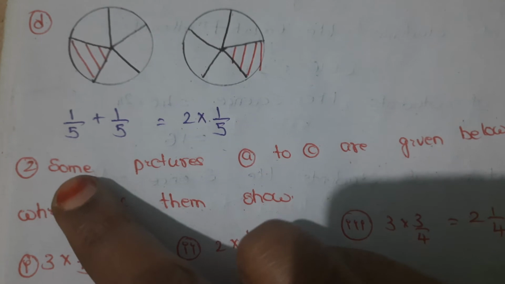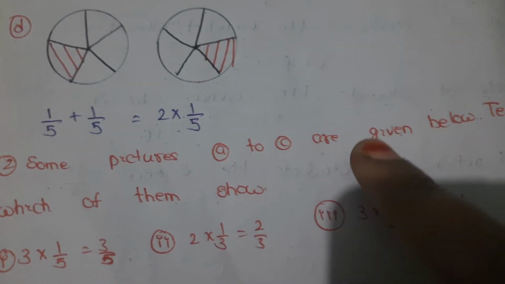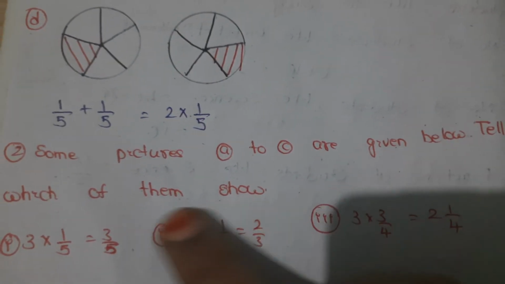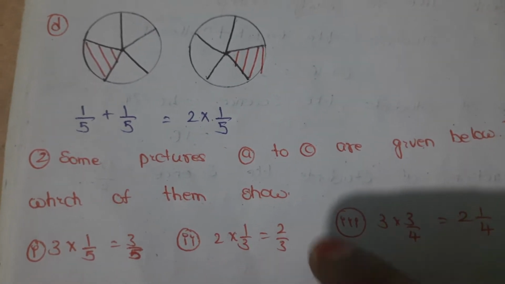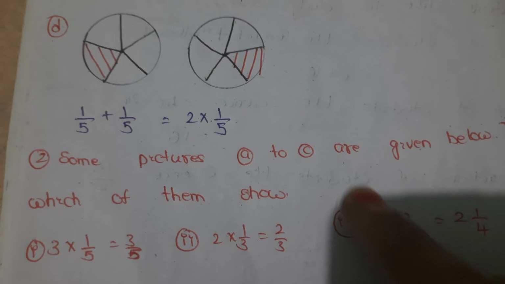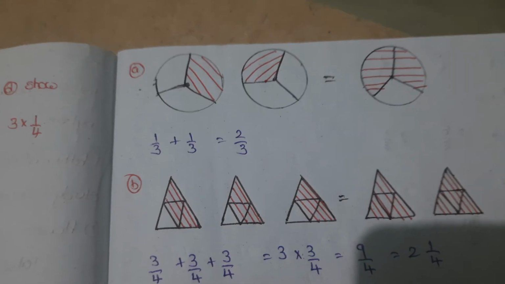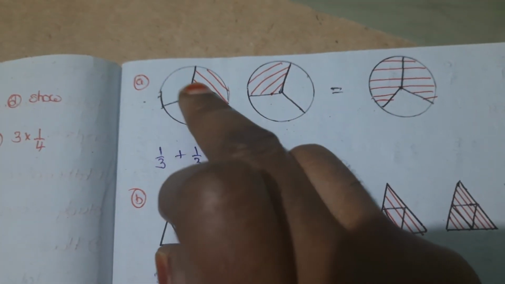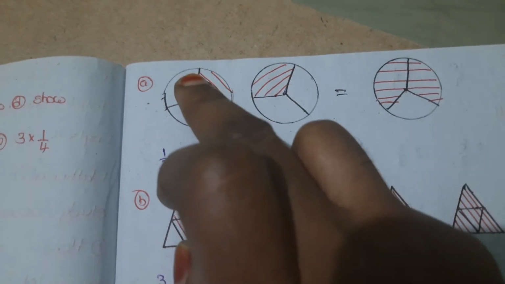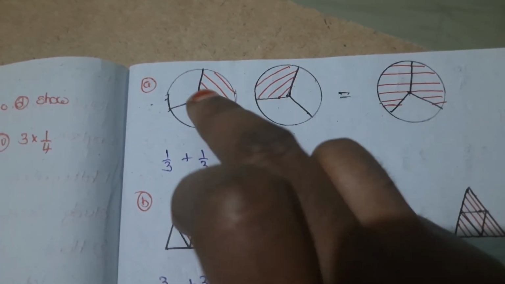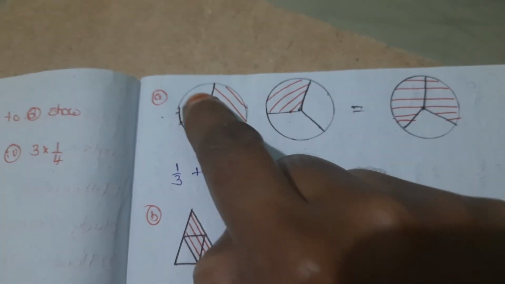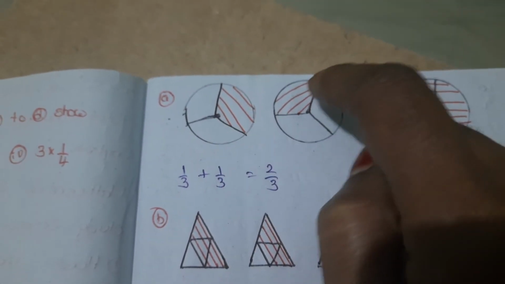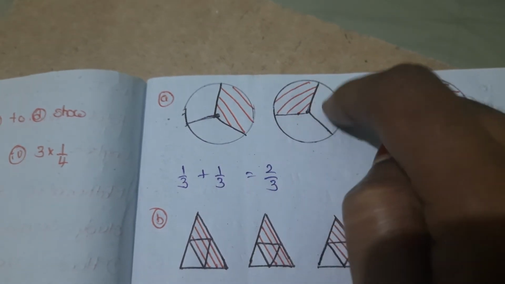Next, second question. Some pictures from A to C are given below. Tell which of them show the given values. It is also similar to the above question. Okay, the first question. They have given two circles and they shaded one portion of each circle. First, into how many parts did they divide each circle? 1, 2, 3. 1, 2, 3.